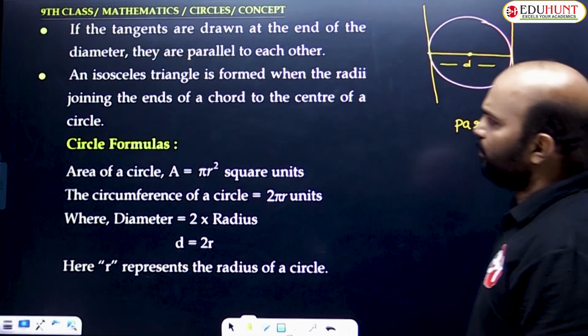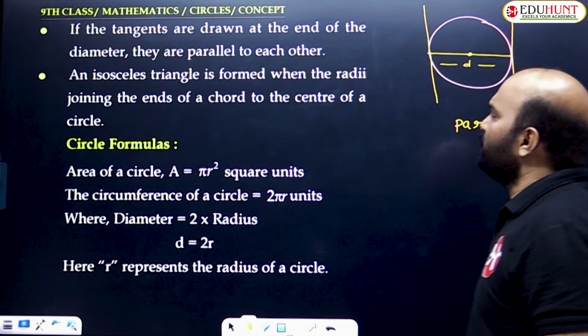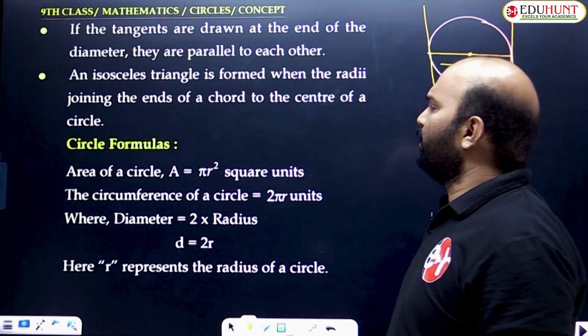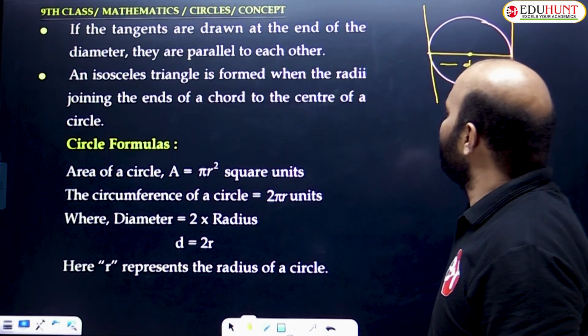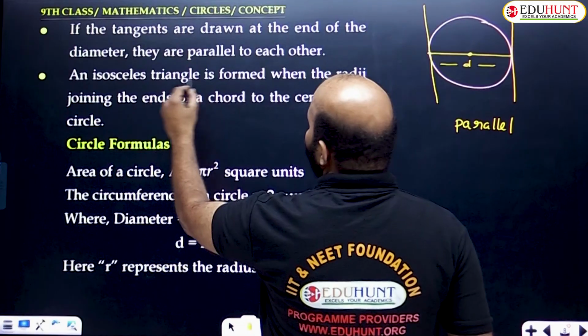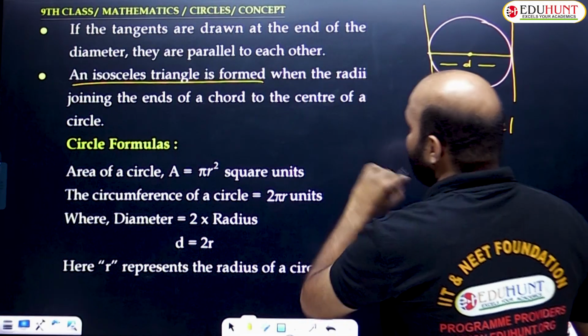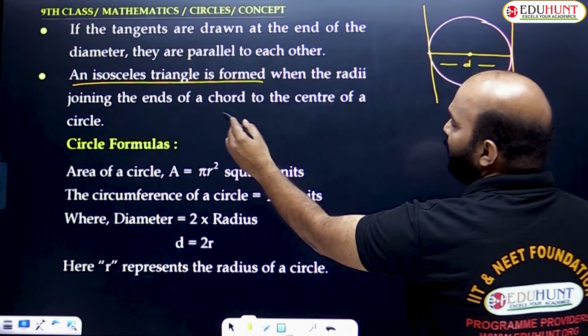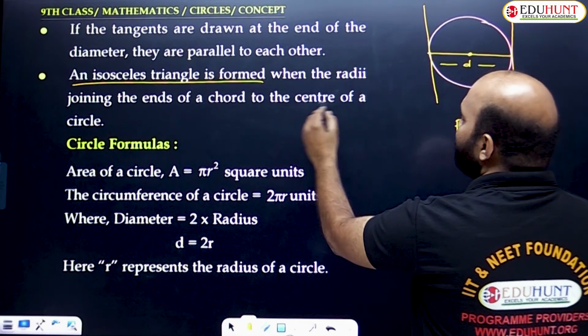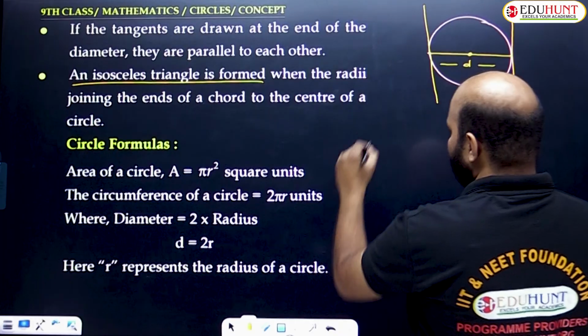This is also a very important point. Next one: an isosceles triangle is formed when the radii join the ends of the chord to the center of the circle. So when will an isosceles triangle be formed? When the radii join the ends of the chord to the center of the circle, just like that.